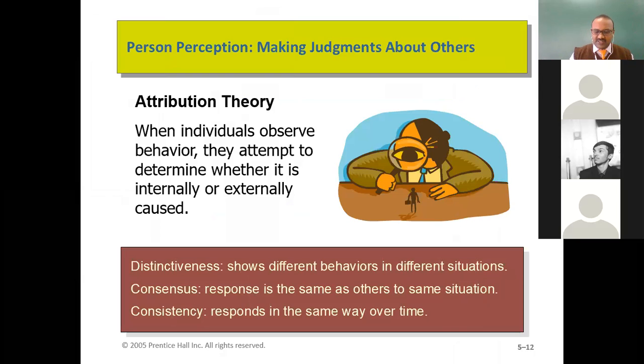So what does the attribution theory tell you? When individuals observe behavior, they attempt to determine whether it is internally or externally caused, which means you see somebody behaving in a particular manner. The first question that you ask is, what is making this person behave in this manner? Is it because of an external factor, or is this person behaving from within? I mean, there is no cause for somebody to behave in that manner, but the person is behaving just on his own, right?